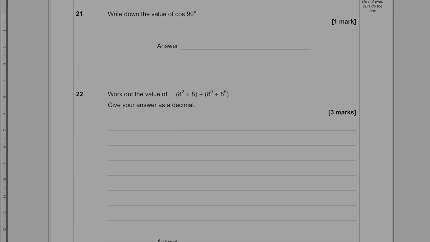Okay, question 21. Write down the value of cos 90. So the value of cos 90 is going to be 0.